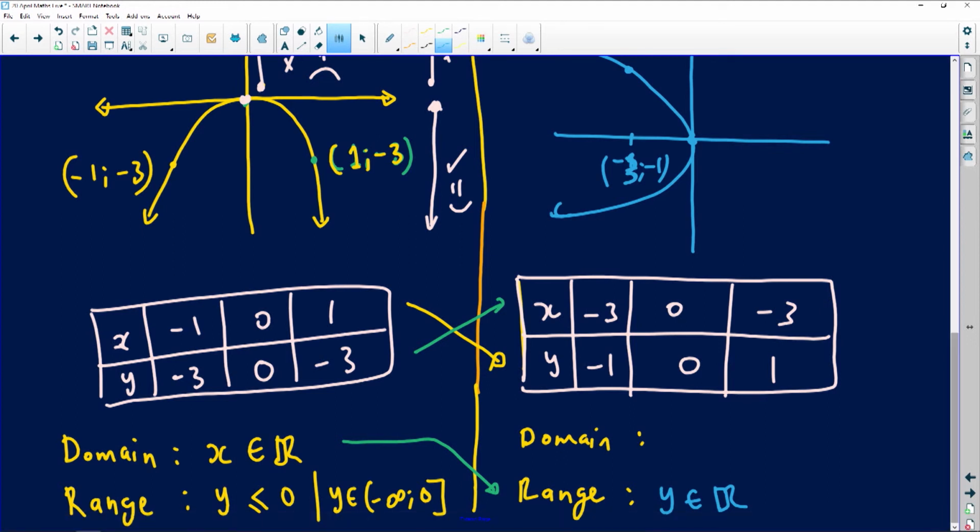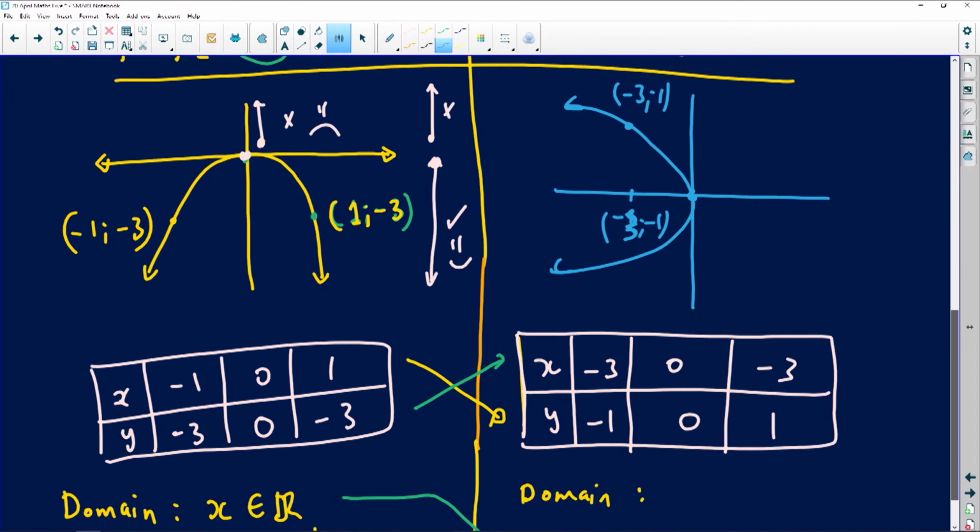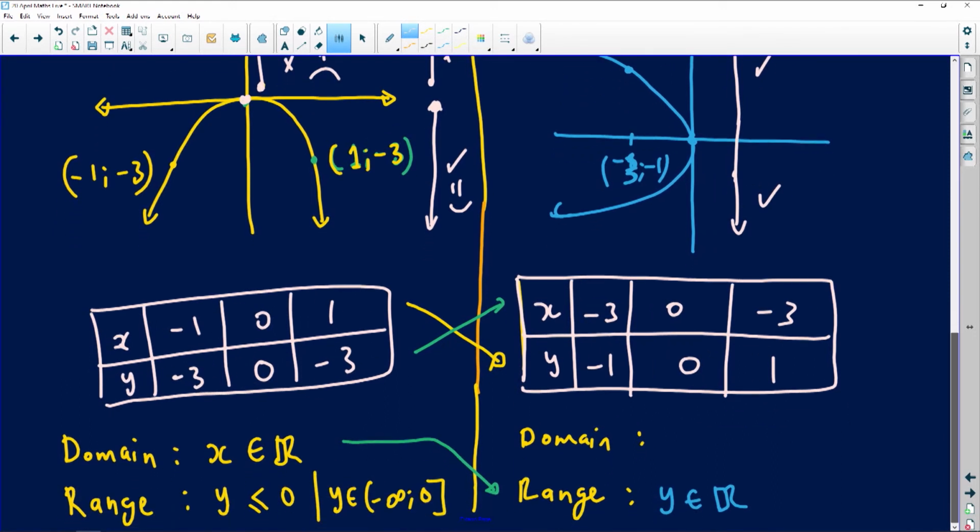Let's go and check if this is making sense. Does this graph cover all y values? Yes, you'll agree with me that in terms of moving up and down, this graph has no limits. It moves as far up as it wants, and it moves as far down as it wants. So it covers literally all y values. That's why its range is going to be y is the element of real numbers.